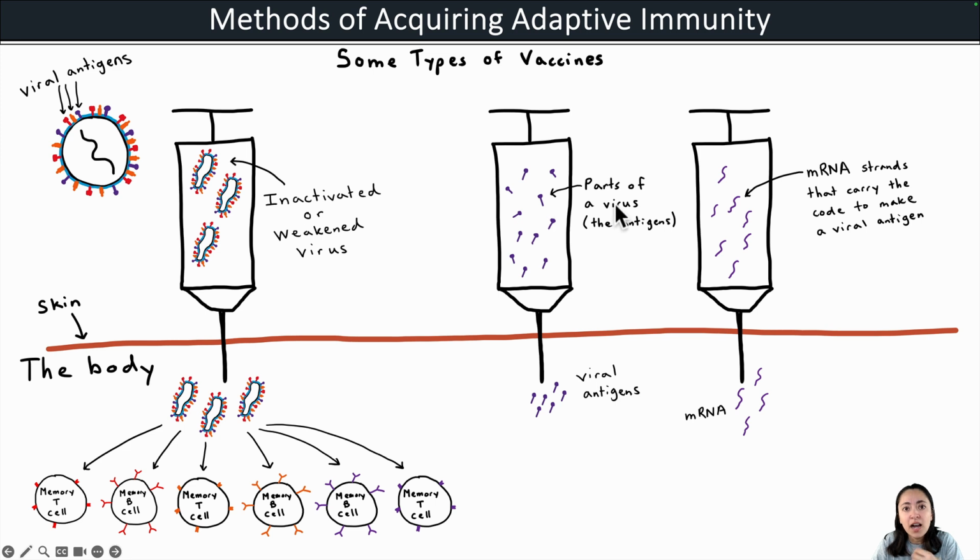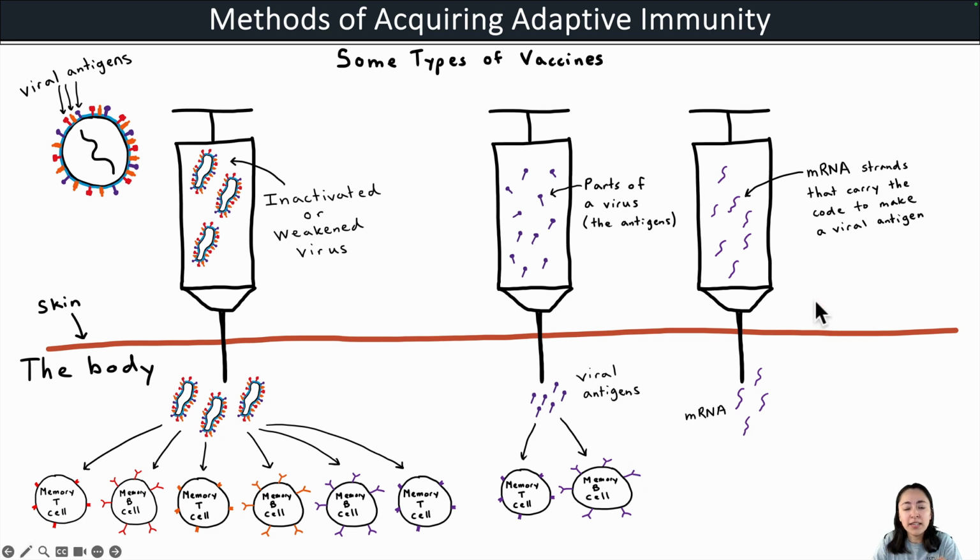Another type of vaccine may contain parts of a virus, or in other words, the antigens of the virus. So instead of containing the entire virus, that vaccine only contains maybe one or two of those specific antigens. So those viral antigens are then injected into your body. Your body will recognize those as foreign proteins and therefore create memory T cells and B cells that can recognize those viral antigens, so that if you are exposed to the actual virus in the future, your memory T cells and memory B cells can be activated quickly to kill off that virus or destroy that virus.